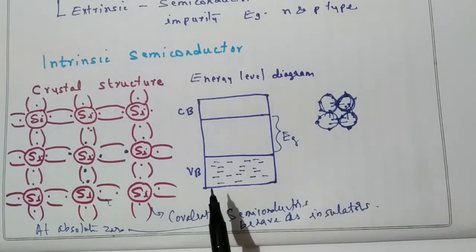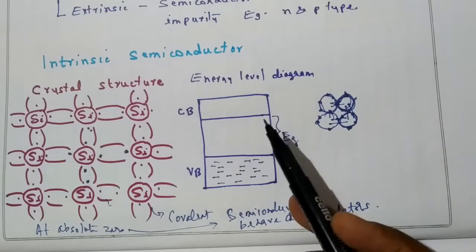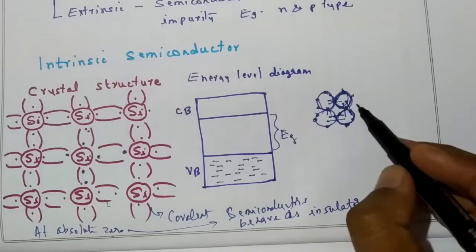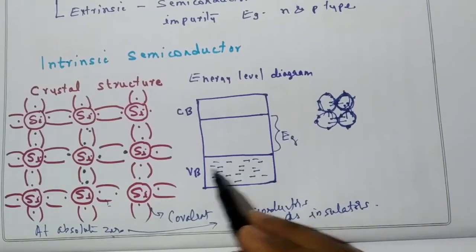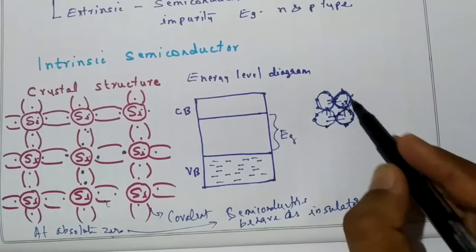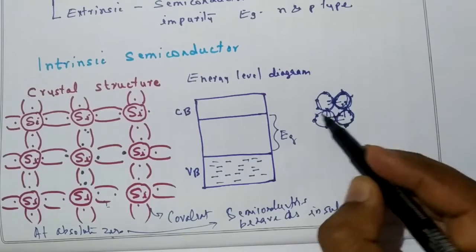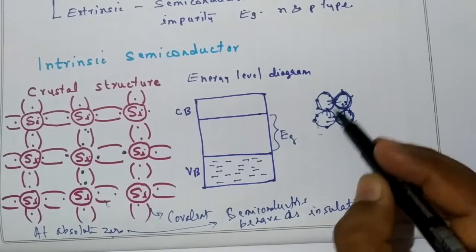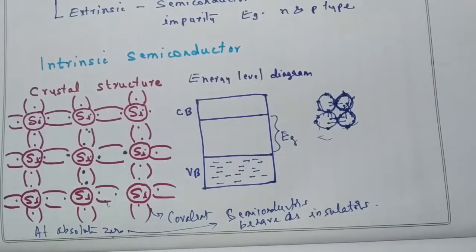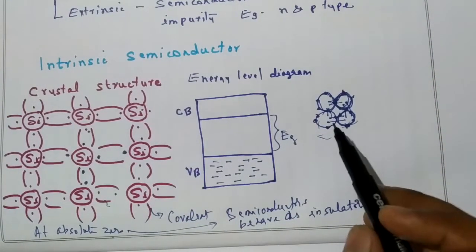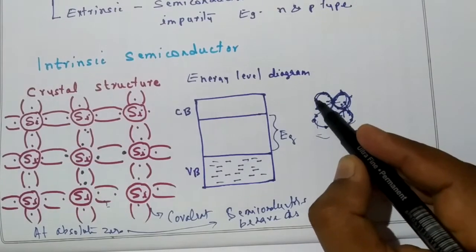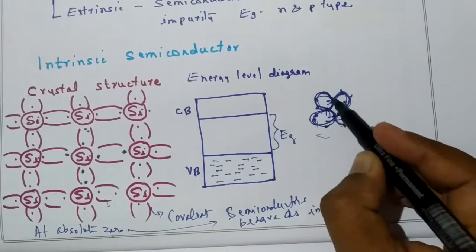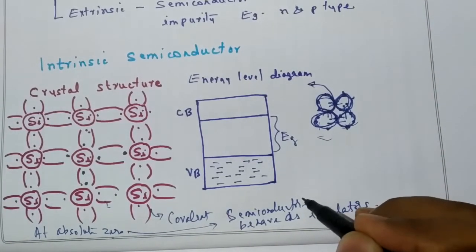But at room temperature, what will happen? Room temperature is very high compared to absolute zero. So a few electrons which are at higher energy, see here, all the electrons revolve around the nucleus like this or like this, whatever. The electrons which are at higher energy get energy when they go like this, and they will come out.